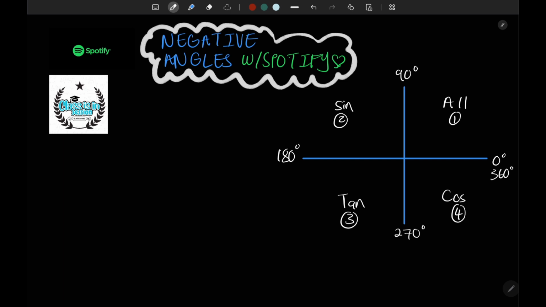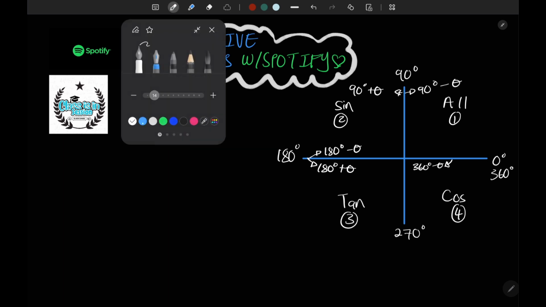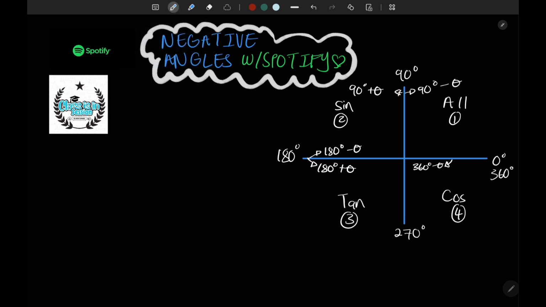Now let's fill in our reductions. We have 180 degrees minus theta. We also have 180 degrees plus theta. We also have 360 degrees minus theta. And we also have our cofunctions, which we learned in the previous lesson, which is 90 degrees minus theta and 90 degrees plus theta.